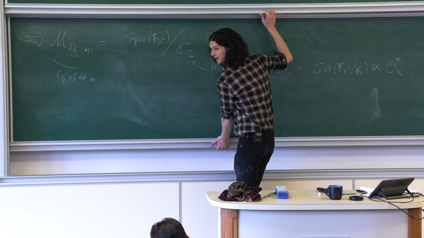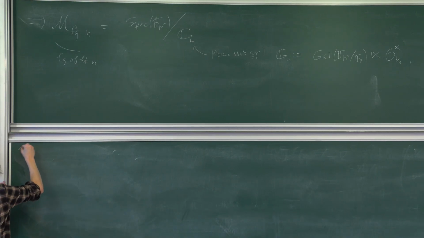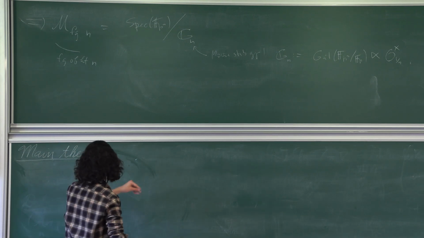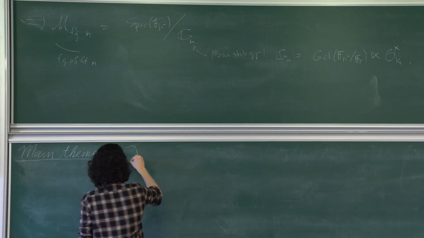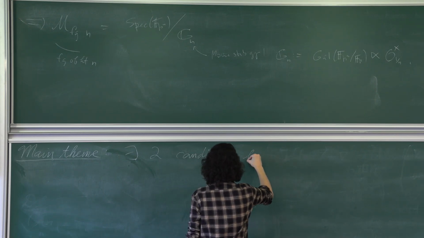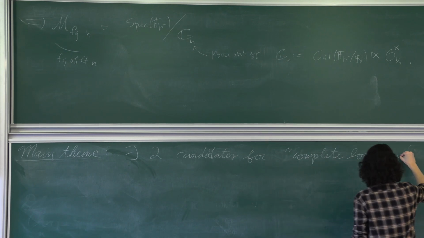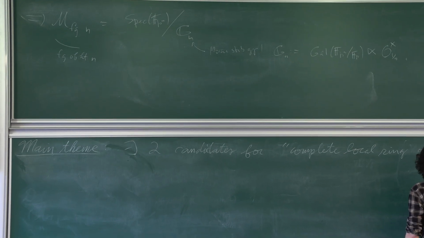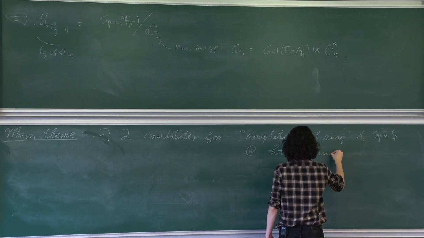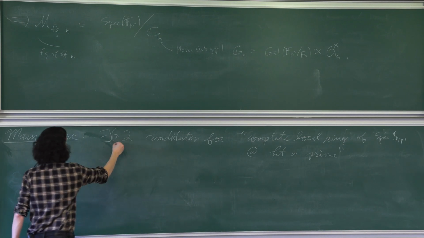Okay, now, given this, in fact now the main theme of the lecture, maybe even the main theme of chromatic homotopy theory, at least at a fixed height, there exist at least two candidates for a complete local ring of Spec S at height n, prime p, Spec S localized at p. There exist, let's say, greater than or equal to 2.